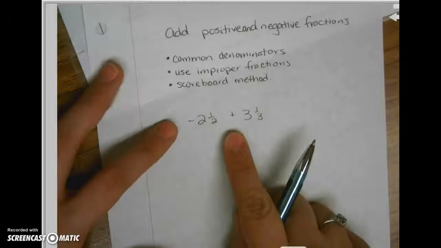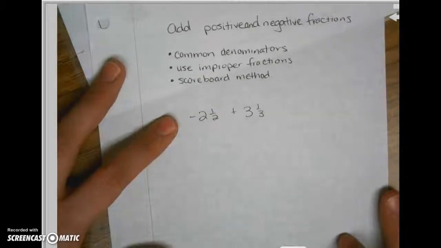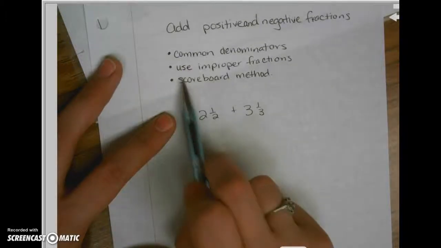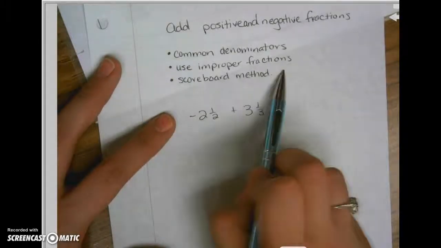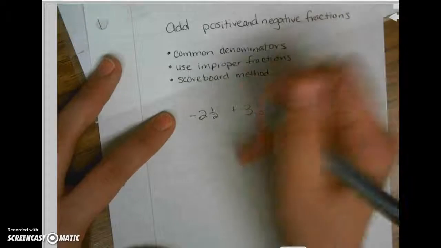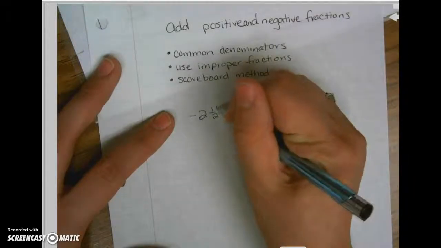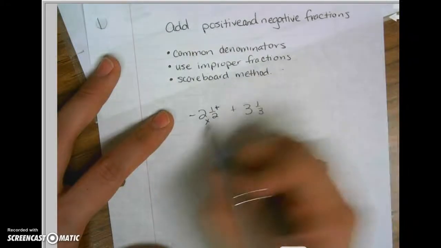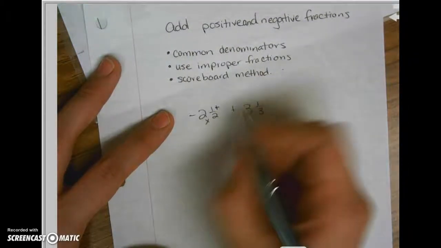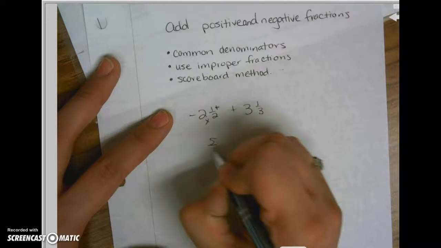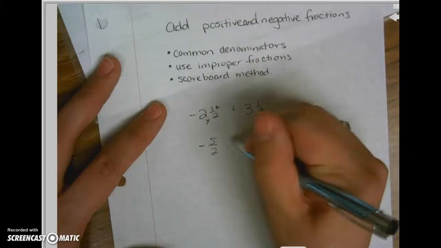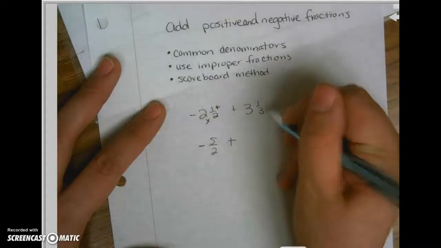So I have the problem negative 2 1/2 plus 3 1/3. The first thing I have to do is make them into improper fractions. Some of you have heard the Texas method. That means I'm going to add and multiply, so I put a t and an x. So 2 times 2 is 4, plus 1 is 5. My denominator stays at 2. And I can't forget to bring down the negative. And 3 times 3 is 9, plus 1 is 10.